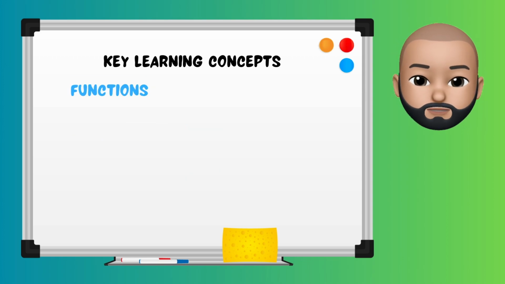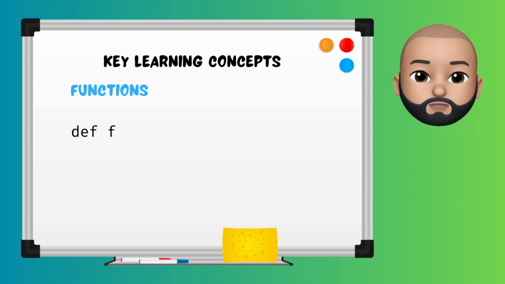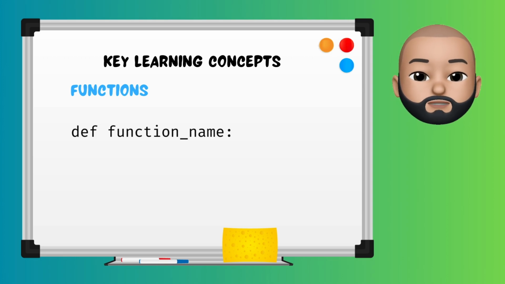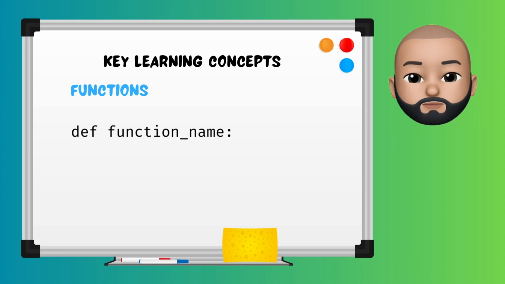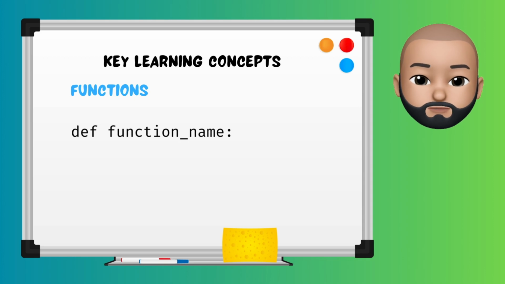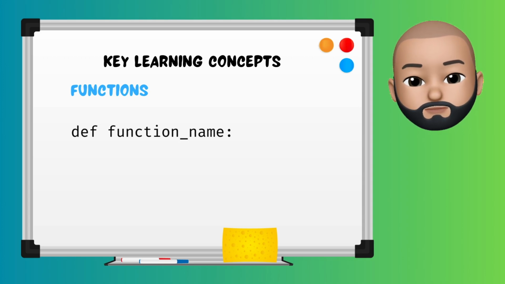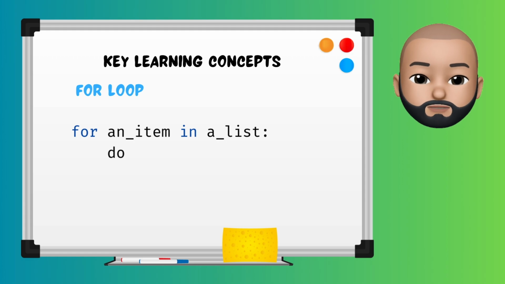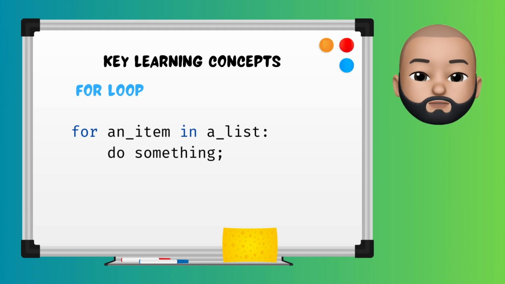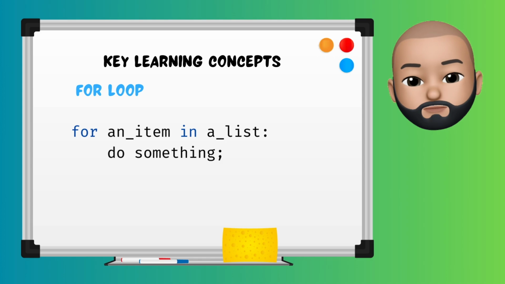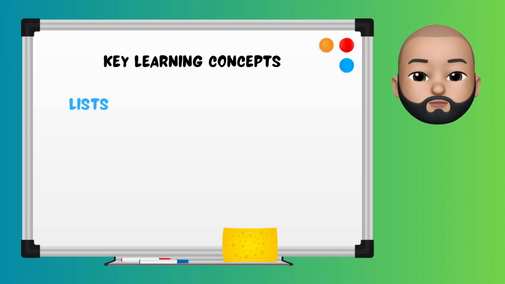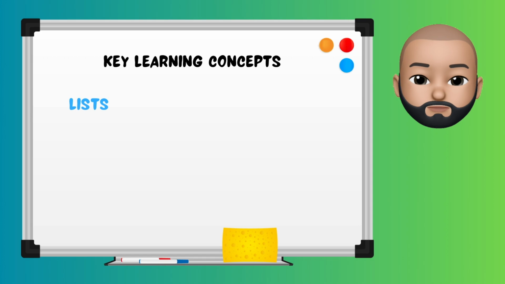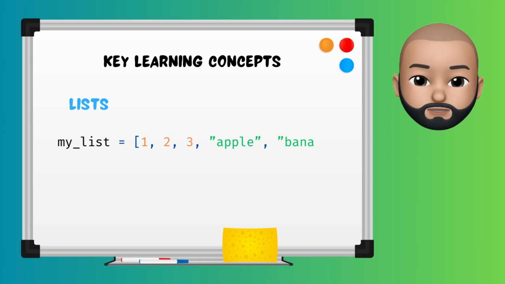Functions are a set of instructions that you create and give a special name to. Whenever you want the computer to perform those instructions, you just call the name of the function, and it follows the steps you wrote. A for loop is used to repeat an action for each item in a list or group. It's like a helpful assistant that saves time by doing the same thing automatically for each item. A list is a collection of items, and each item can be different. You can add, remove, or change items in the list easily.